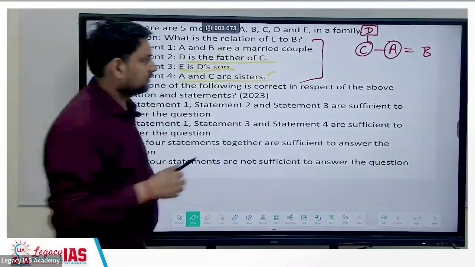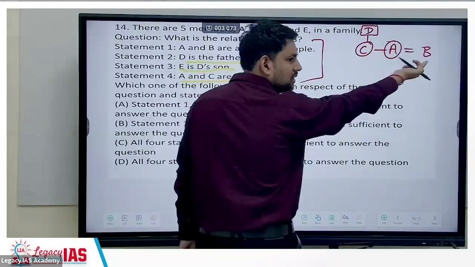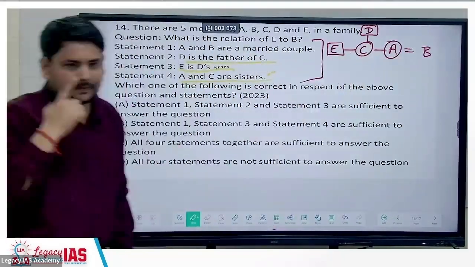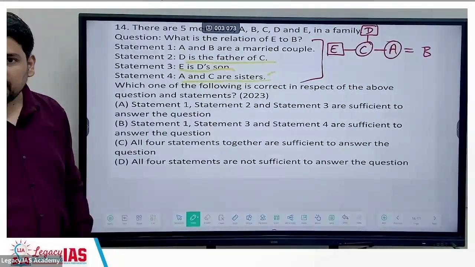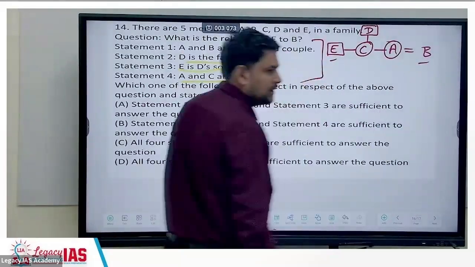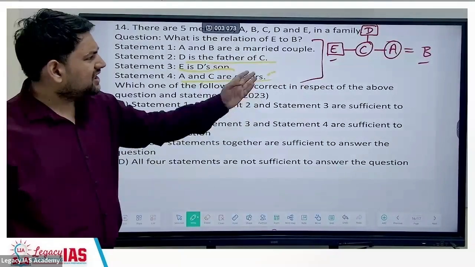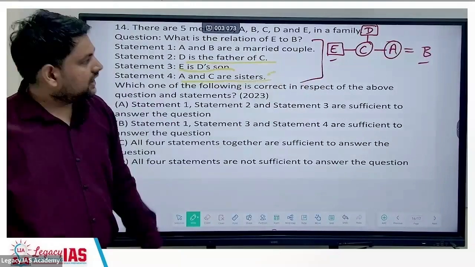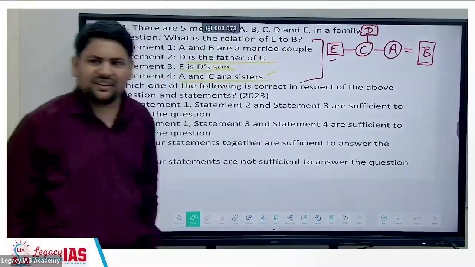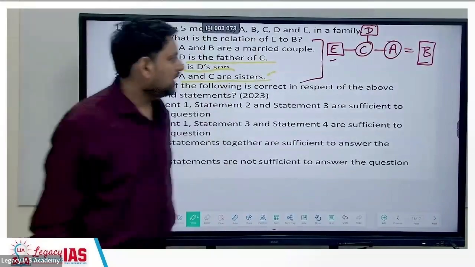E is D's son. Now see, if E is D's son, he will also be a sibling of both of these. So this is E. Correct. Now what are you needed? What is the relation between E and B? You can clearly get from this diagram. What is the relation? He is brother-in-law. That relation is not very important. What we need is we can find the relation.